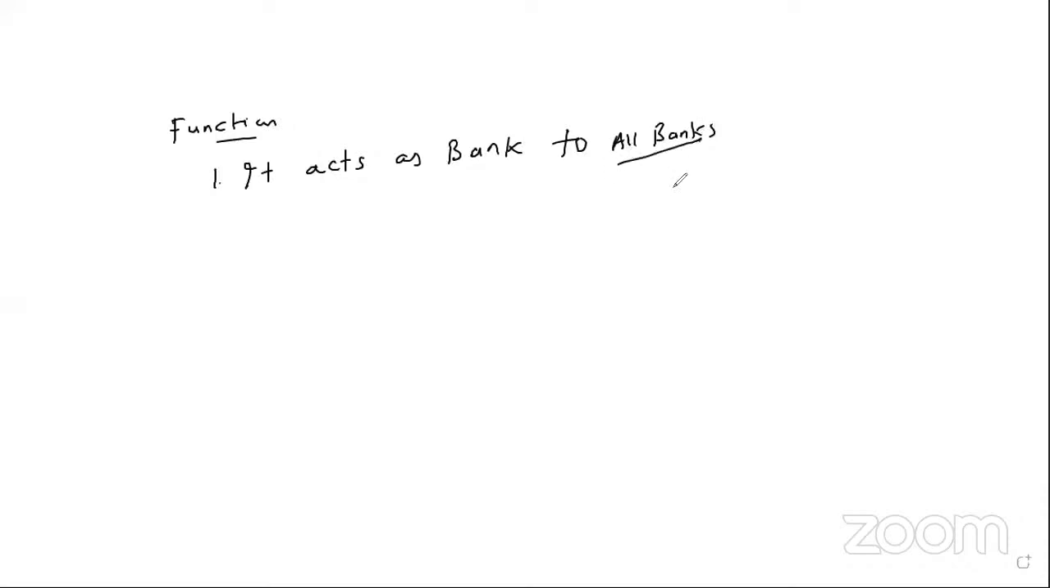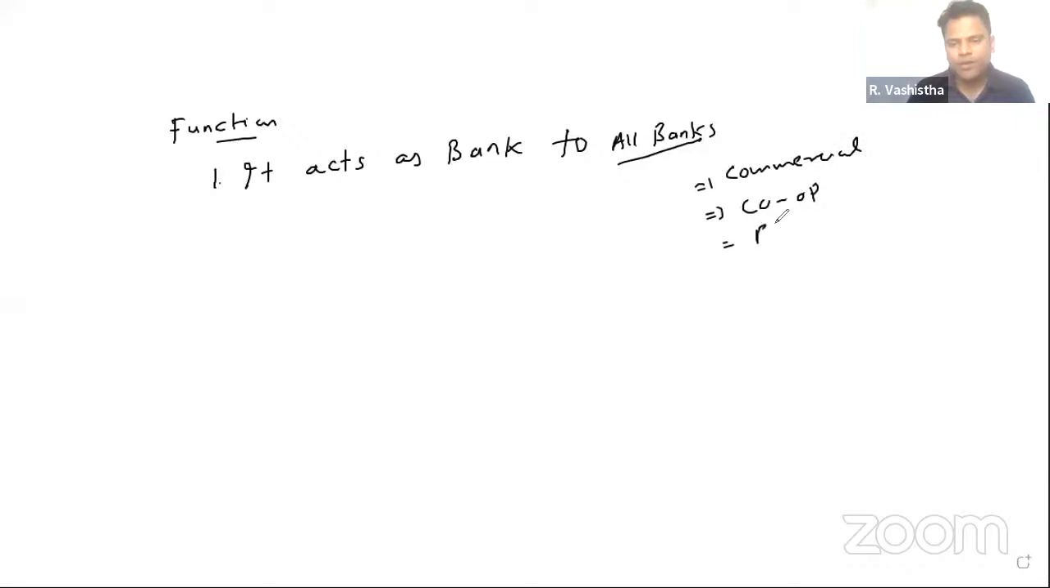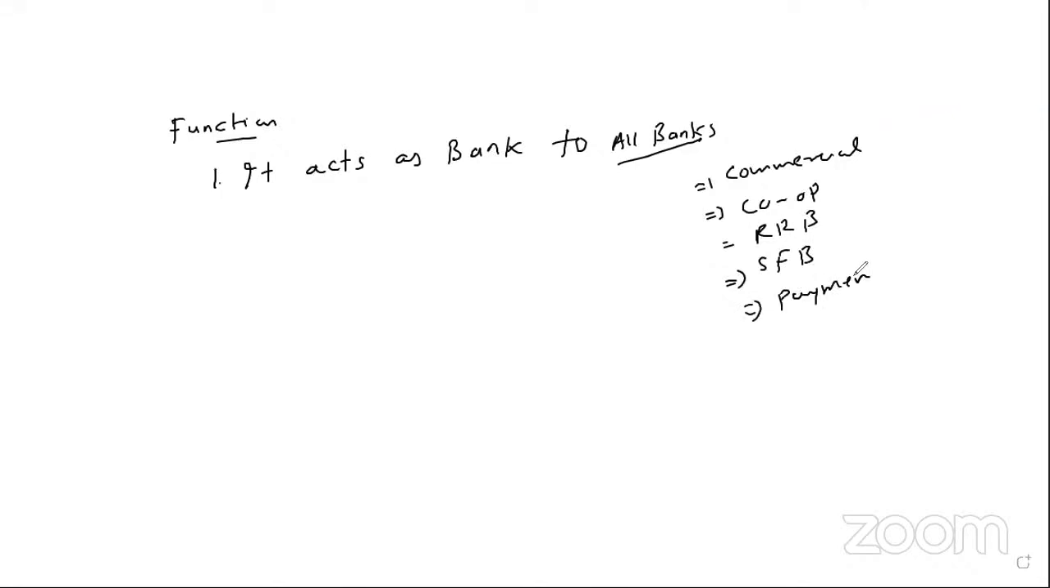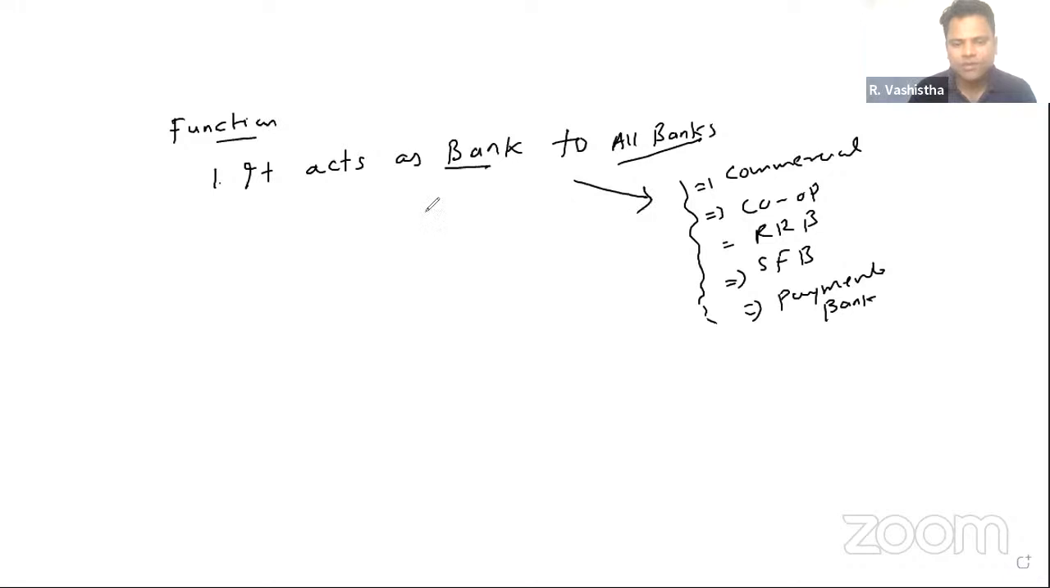We have several kinds of banks in the economy. We have some commercial banks. We have some cooperative banks. We have RRB, regional rural banks. Then we have small finance banks. Then we have payment banks. These are different kinds of banks which we find in the economy. And the Reserve Bank of India acts as bank to all these banks. So the question is, why is Reserve Bank of India called bank to all banks? Because the first reason is that Reserve Bank of India provides banking facilities to all these banks.